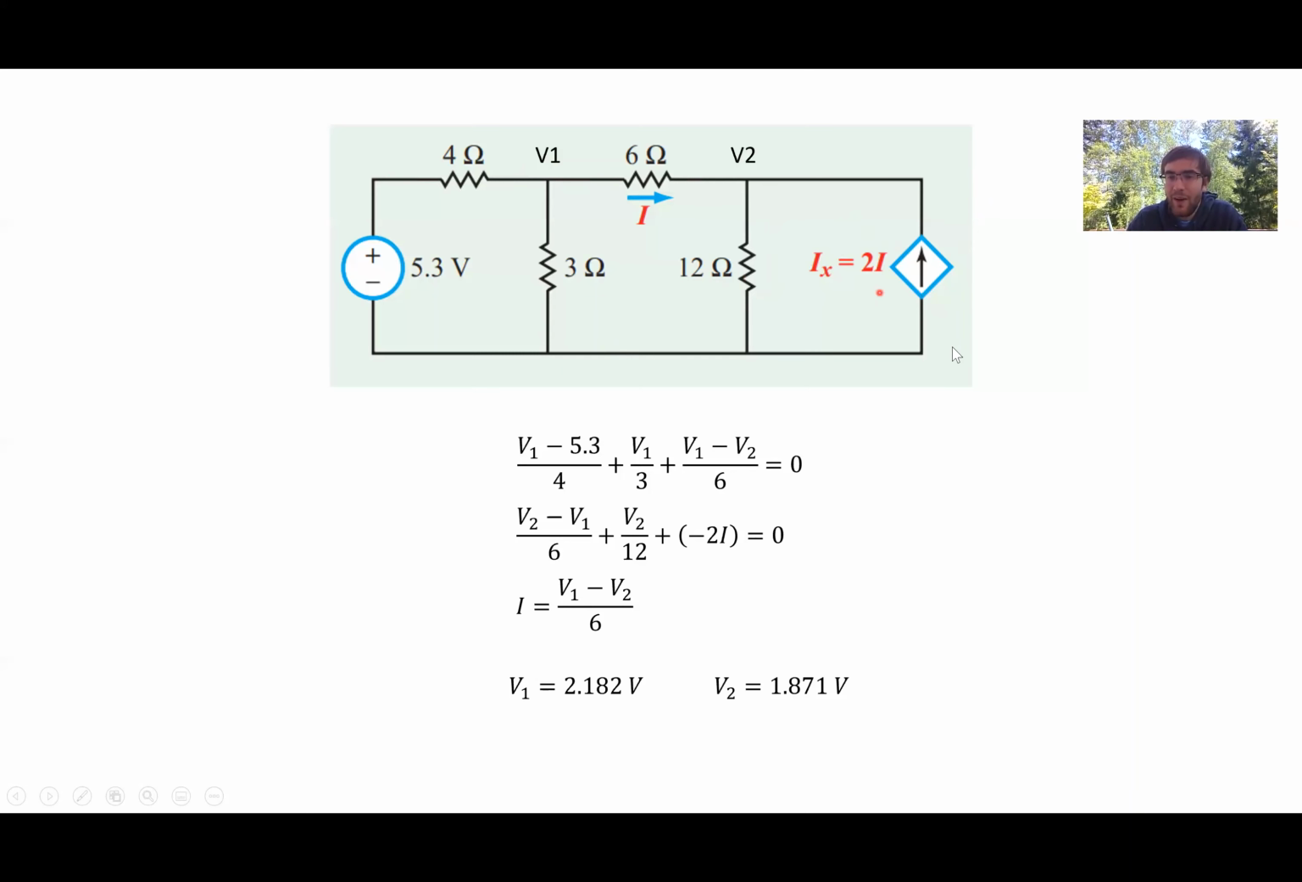Now you know the value of this dependent source, because V1 minus V2, you know it's the difference between these two, which is positive, divided by 6. So you know at least that the current is going this way. So anyway, it's as simple as that.